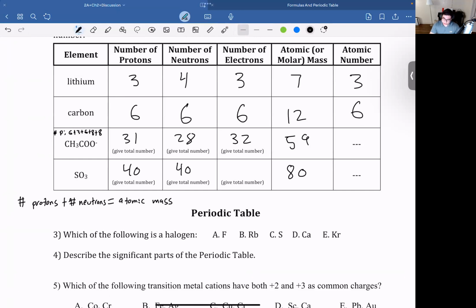Then we look at the number of electrons. This is a neutral molecule. I don't see a minus charge here. So it's 40. If it was SO3 minus, then it would be 41.